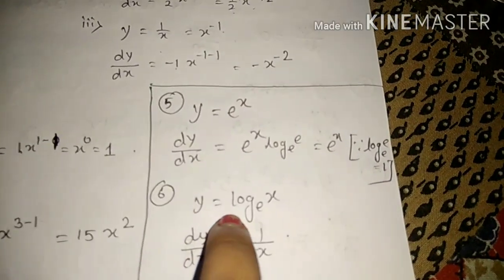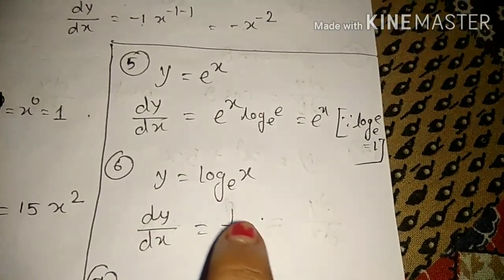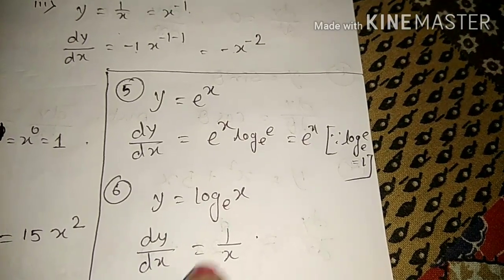Now y equals log base e of x. Then what is the value of dy by dx? dy by dx equals 1 by x.